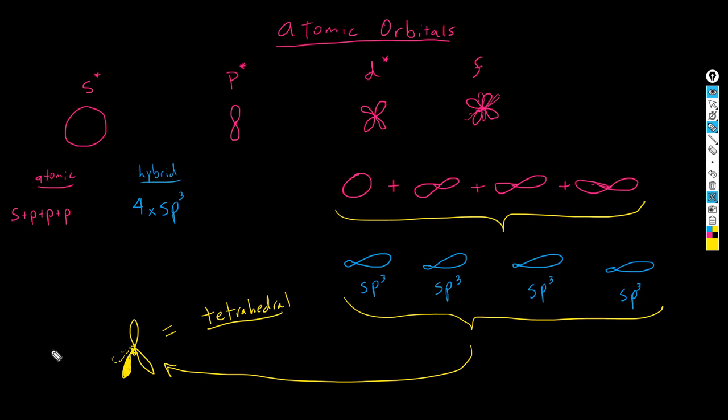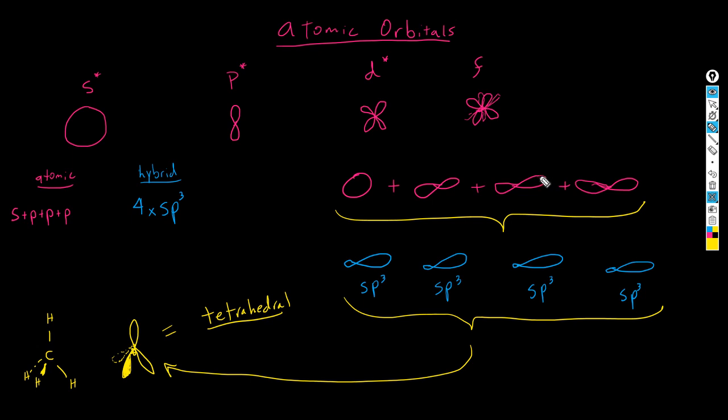So, for example, when we have methane, CH4, the carbon at the center has combined its valence s orbital with its 3 valence p orbitals to create 4 sp3 hybrid orbitals. And those can then rearrange themselves into 3 dimensions, into a tetrahedral shape, something that the s and 3p orbitals cannot accomplish by themselves.